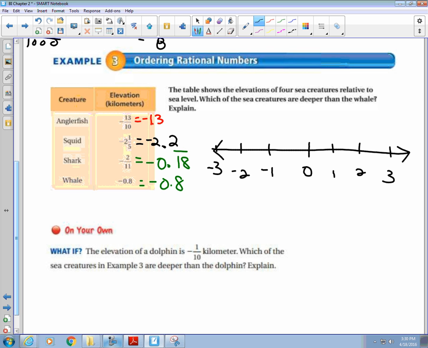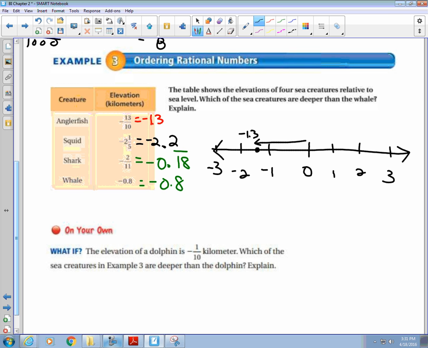So I have to figure out first, where is negative 1.3? If I start at 0, negative 1.3 means to go 1.3 units to the left. Well, I just passed the 1, and the 1.3 is going to be a little bit past that. So I'm going to put a point right there and say that's negative 1.3. Okay, and I went to the left with that.